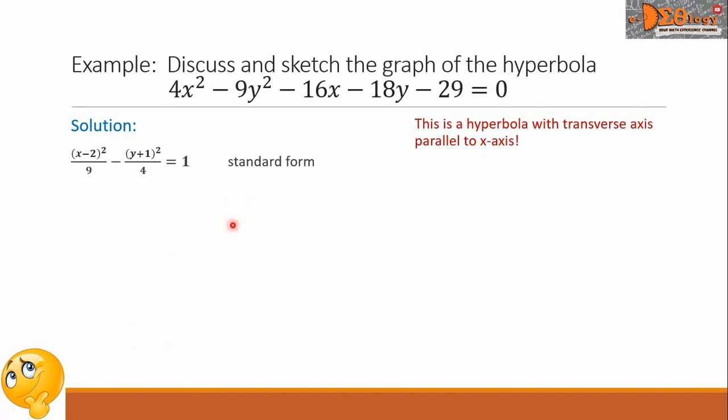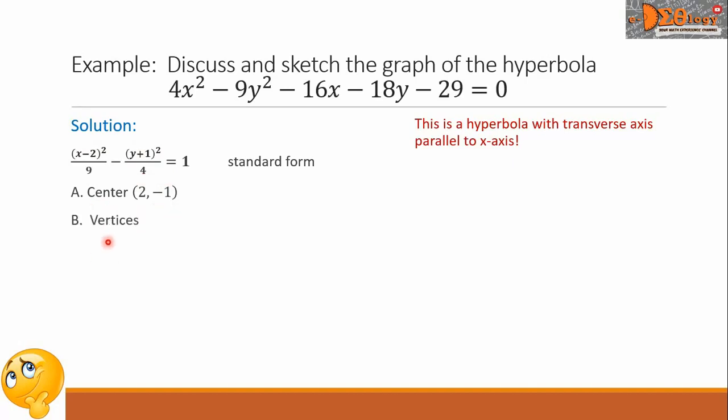From this standard form, we can now take the center. We can see here the x minus 2, so h is equal to 2. The y plus 1 is here, so we can take the value of k as -1. So the center is the point (2, -1).